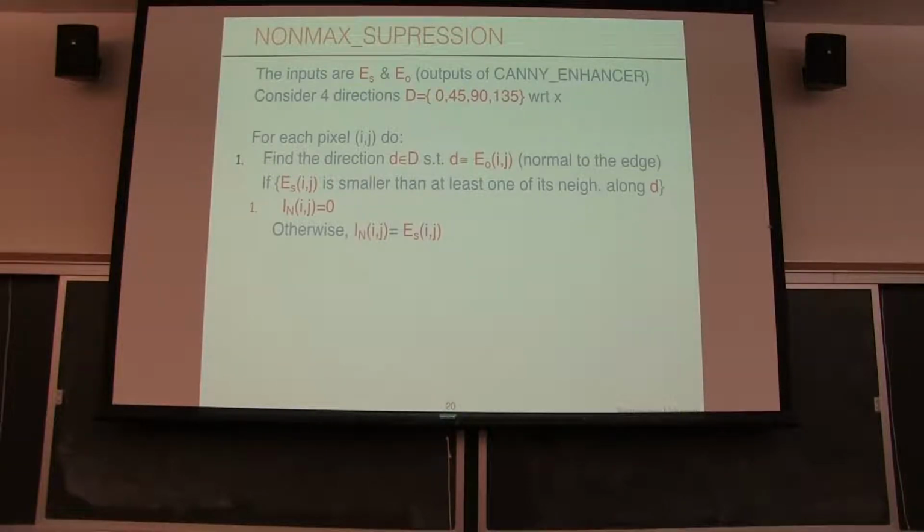So what we're doing is we're taking the strength image, and some of the pixels become 0, the ones that are nearby another pixel that's much taller than them. That's the main idea. And so that gives us the thin edge image.